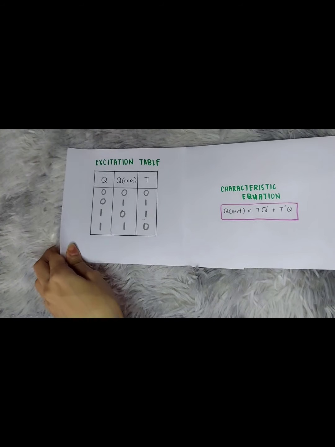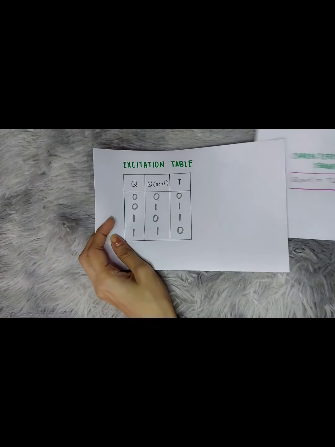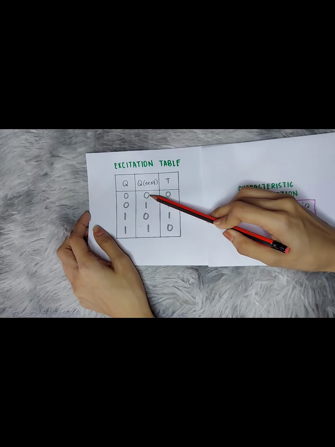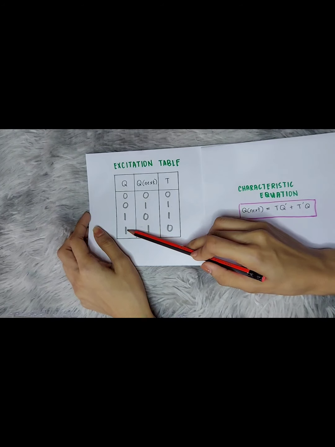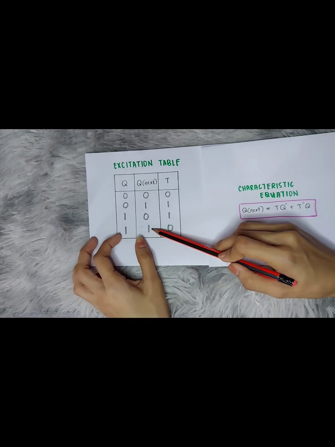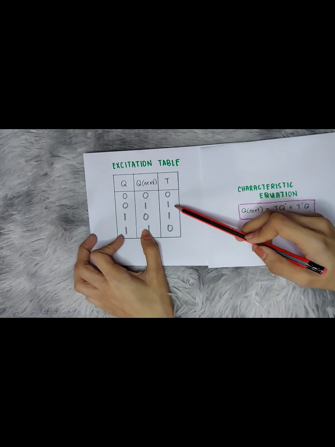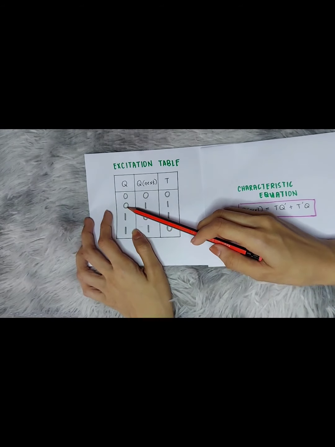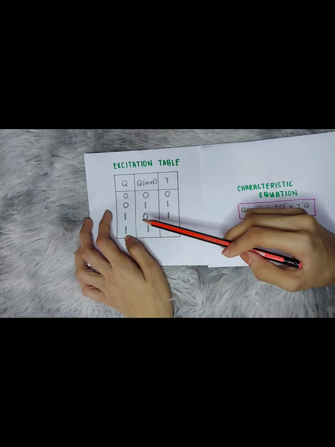This is shown in our excitation table. You can see the summary of the circuit here. When the T is 0, the Q and the Q next are the same, or remain the same. And when the trigger input is 1 or high, it means that the Q will be complemented in the next state. For example here, if it is 1, it is complemented and it becomes 0 in the Q next.